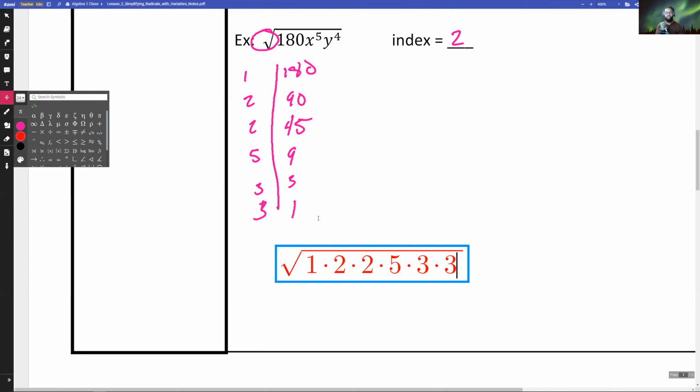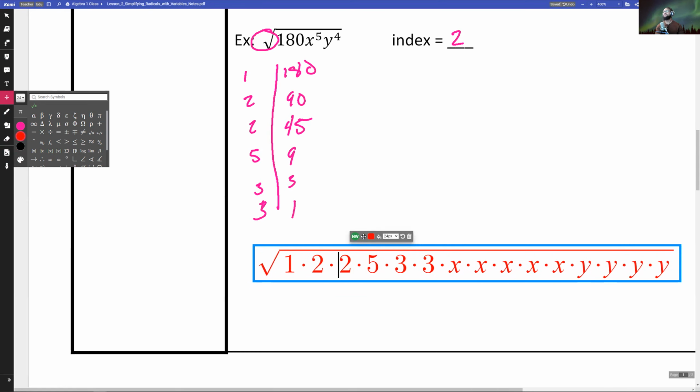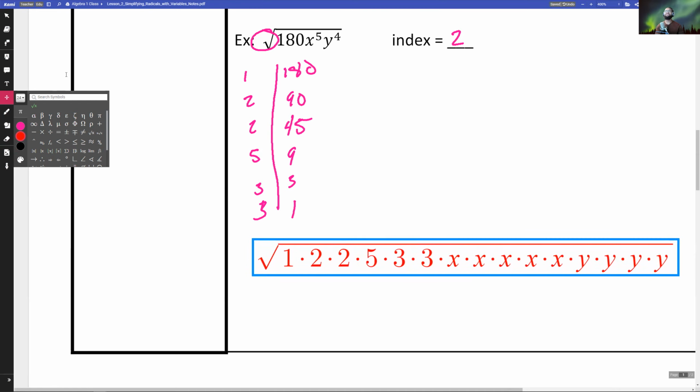All right, so now that I have my numbers written out, I now need to write out my variables, the number of times that they have that exponent. So this exponent for the X says 5, so I'm going to write that out 5 times. So times X times X times X times X, 1, 2, 3, 4 times X. And then I got to do my Y 4 times: Y times Y times Y times Y. Almost ran out of space there. And the reason we do this is that it helps us keep track of what pairs need to come out.